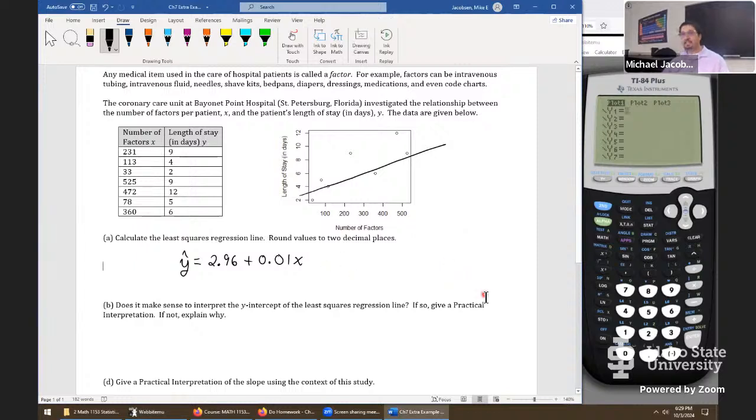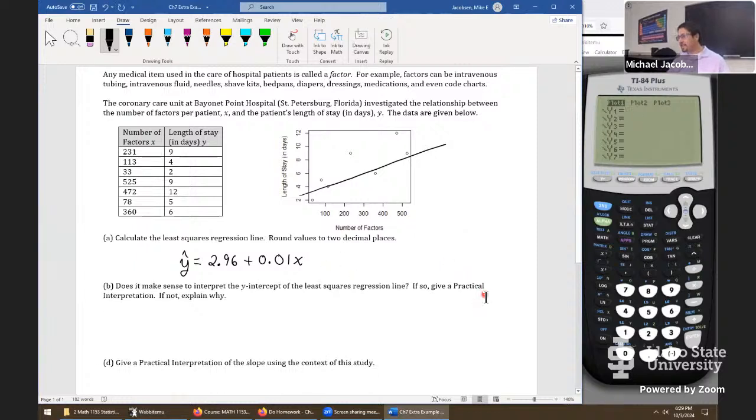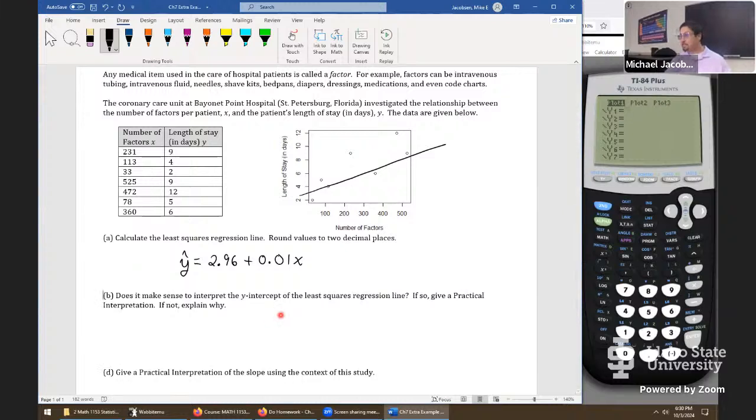Well, let's see how far we can get. I don't want to get too far since it looks like we're just about out of time. How about we make part B our last question of the day? Does that sound right to folks? And it's a nasty one, back to y-intercepts. Part B says, does it make sense to interpret the y-intercept of the least squares regression line? If so, give a practical interpretation. If not, explain why.